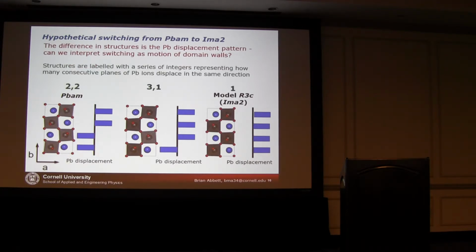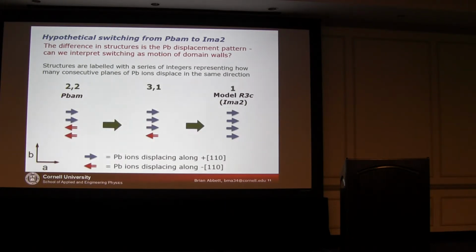I'm actually going to calculate a lot of barriers between different structures. There will be some larger unit cells, and I'm going to need a way to describe them, so I'm going to use a system that I came up with. It's just a series of integers that represents how many consecutive planes of lead cations are displaced in the same direction. In this PbM structure, we have two moving to the right, two moving to the left, and we call that the 2-2 structure. Whereas in this intermediate phase, there are three moving to the right, one moving to the left, so I'll call that 3-1. This model R3C phase, I just call it 1 because everything's moving in the same direction.